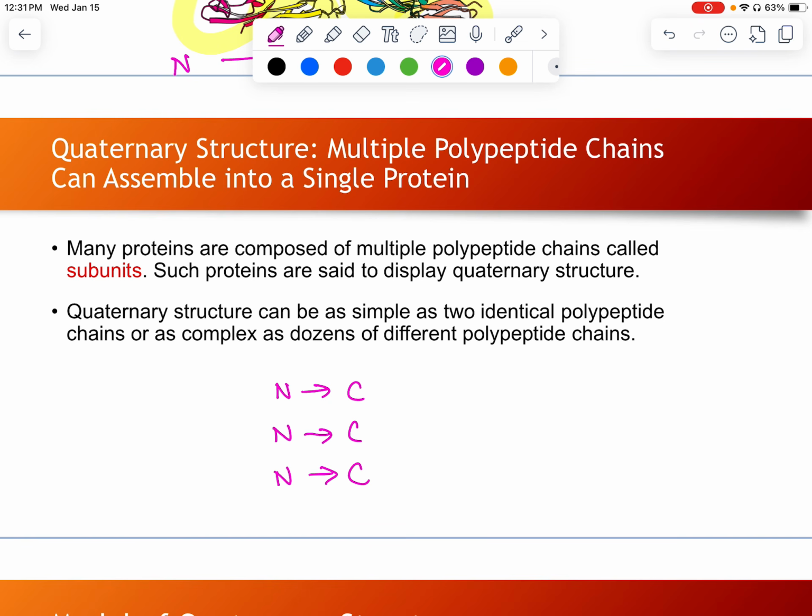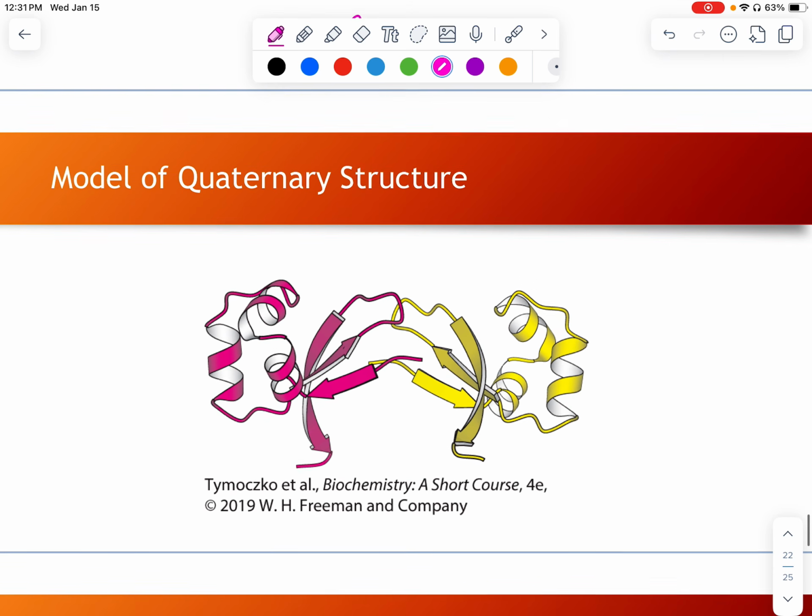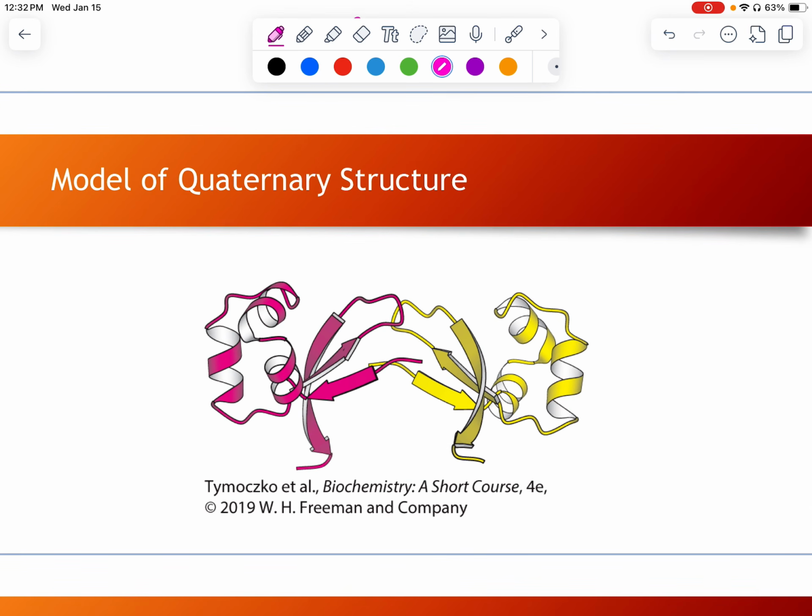Each one of them has its own individual secondary structure, its own tertiary structure, but now they're going to come together in a specific way for the quaternary structure. Here's one example. These things will be held together by some sort of IMFs, and this protein will only be functional when you have, in this case, both of these strands.